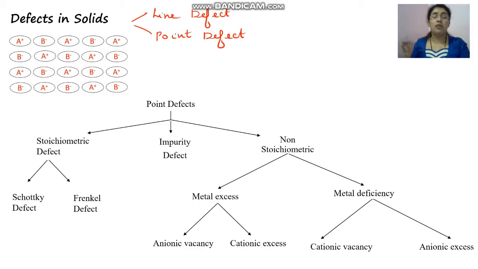Either an A plus ion would be missing or a B minus ion would be missing, or they would be dislocated from their position. They would take up some other interstitial positions, or some extra ions can be present, and various such possibilities are there. You would not get a perfect structure as given in the figure. So the point defects that we have, along a point, can be classified mainly into stoichiometric defect, impurity defect, and non-stoichiometric defect.